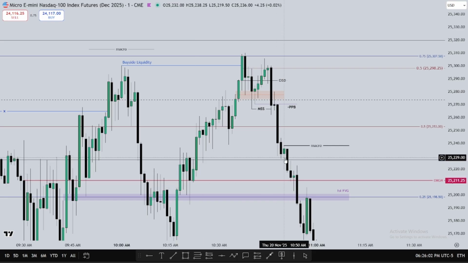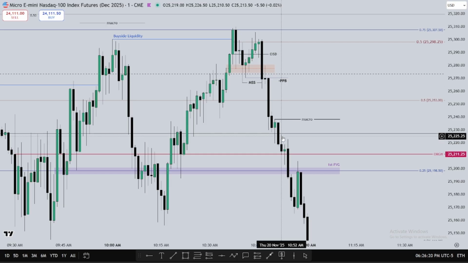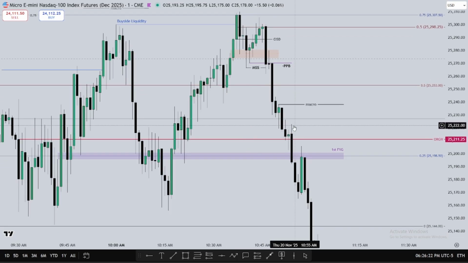We tap consequent encroachment, eyeballing, and we failed to reach the low of consequent encroachment of this new week opening gap. And we also used it here. Failed to reach the high here. Respected consequent encroachment. Respected the low. Failed to reach it. Failed to reach it. Consequent encroachment of this wick.